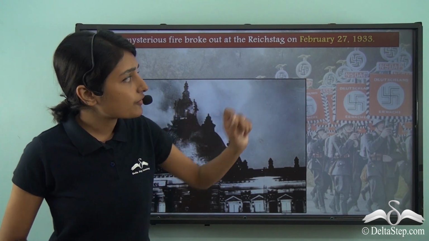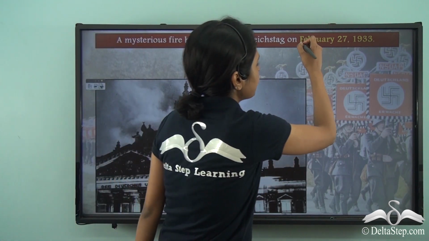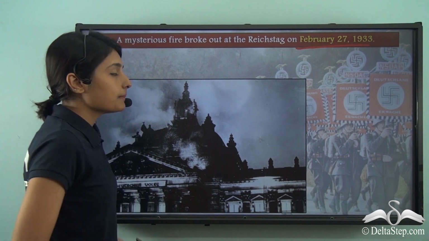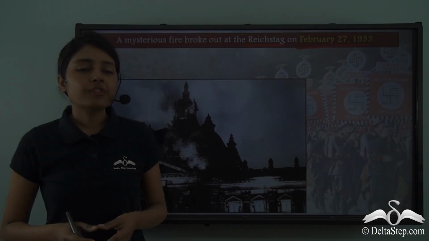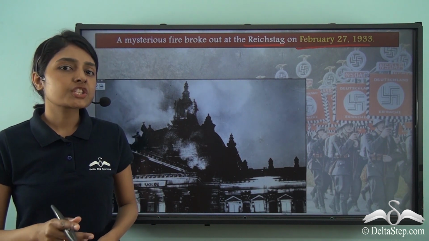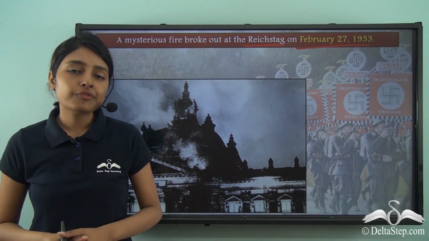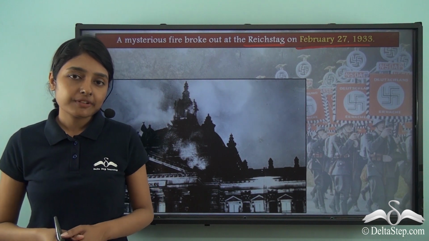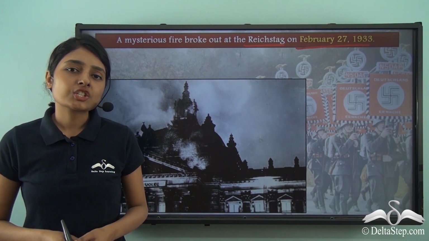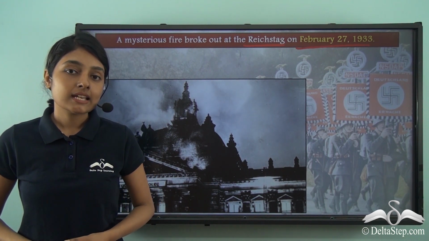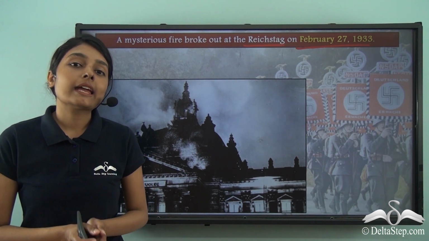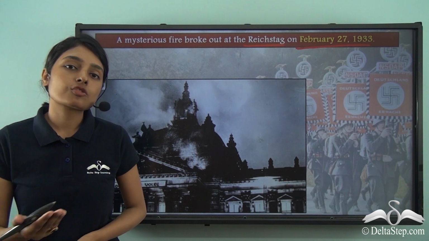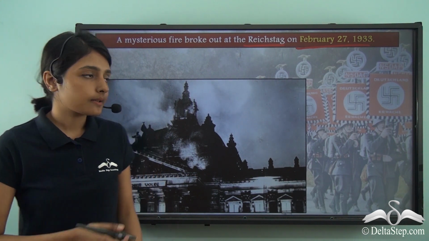Now, on February 27, 1933, a mysterious fire broke out at the Reichstag. Well, no one really knew who actually put the Reichstag on fire, and conjectures prevailed. But this actually helped and facilitated Hitler to pass certain laws to put an end to the democratic structure of the Reichstag.